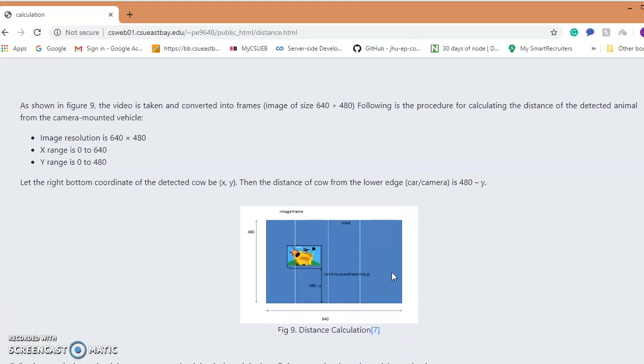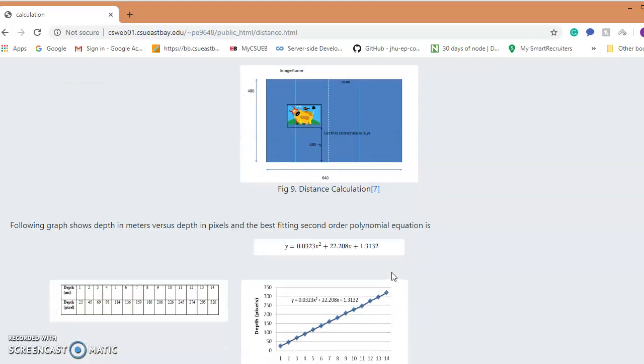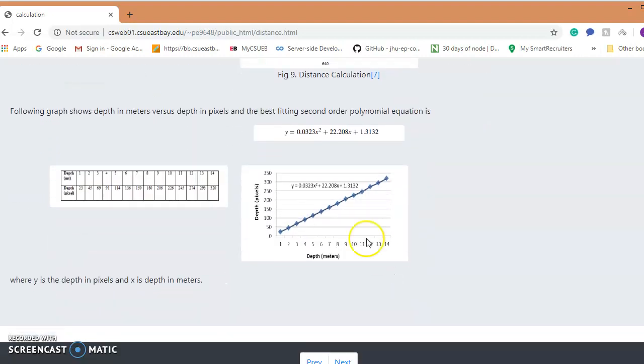So this is the distance calculation. This diagram shows the depth in meters versus pixels.